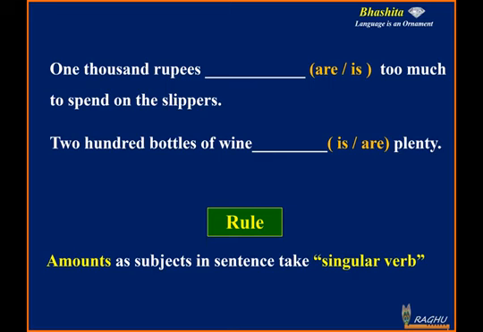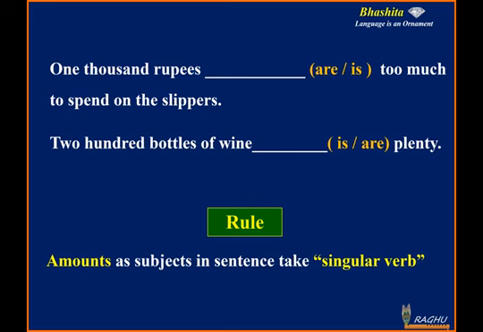Based on this rule, try to answer these two statements. Observe carefully. In the two given statements, what are the subjects there? 1,000 rupees, it is an amount. 200 bottles, it's a number. So both the sentences started with an amount and a number. So according to the rule, if a sentence starts with an amount or a number and that subject should be considered as a singular, it always takes singular verb.